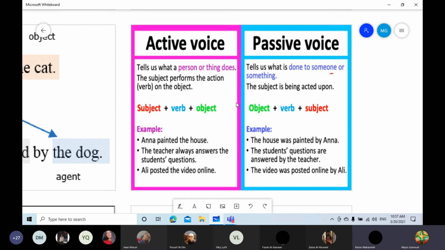Thank you. Okay, dear. Now, can you, Rimi, explain the first example in here in the active and how we transform it to the passive voice, such as Zaina did?